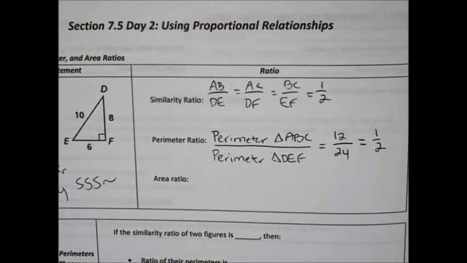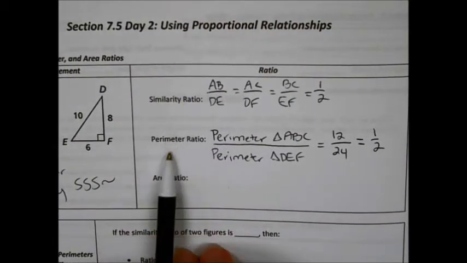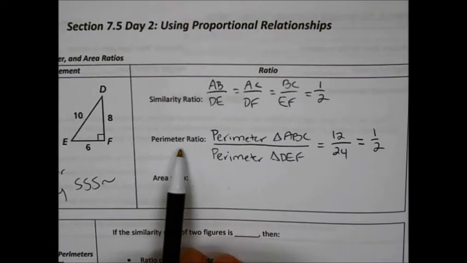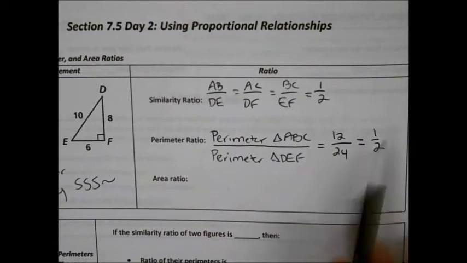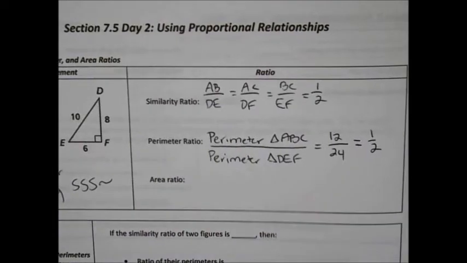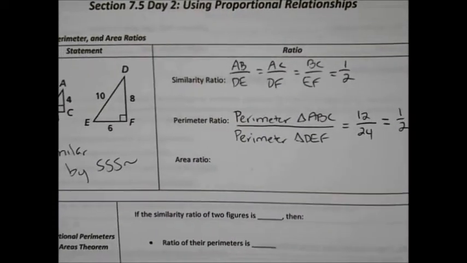Hopefully, you guys are seeing something here, right? The similarity ratio and the perimeter ratio then are the same. The ratio of the sides of similar triangles and the ratio of the perimeters of those similar triangles have to be the same. So they both are 1/2. Kind of cool, right? Let's check out their areas. Let's see if they have the same ratio then.